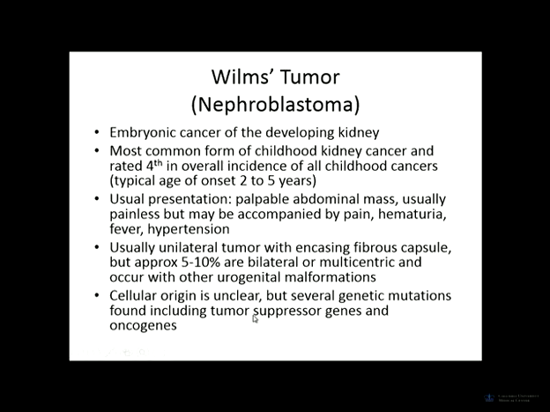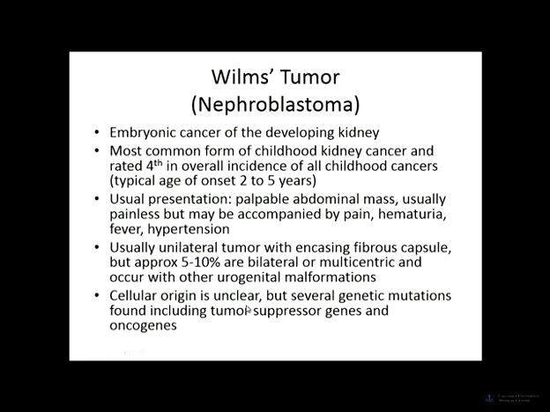Wilms tumor is an embryonic cancer that arises from defects in these sort of developmental mechanisms. And this is the most common form of childhood kidney cancer. It's rated fourth in overall incidence of all childhood cancer, with an onset of about 2 to 5 years. And the presentation is a palpable abdominal mass. It's usually painless, with hematuria, fever, and hypertension. There's usually a unilateral tumor with a fibrous capsule, but 5 to 10% are bilateral or multicentric, and they also occur in the presence of other urogenital malformations.